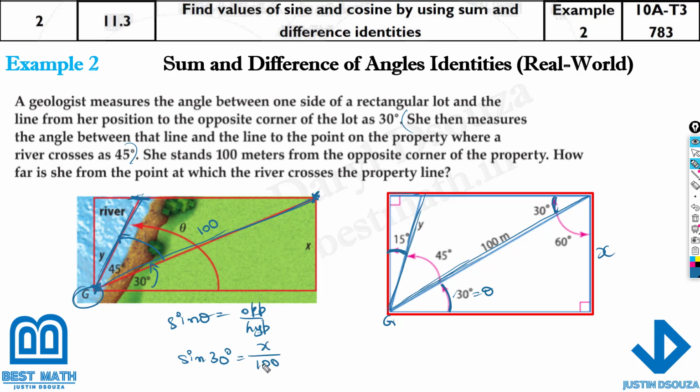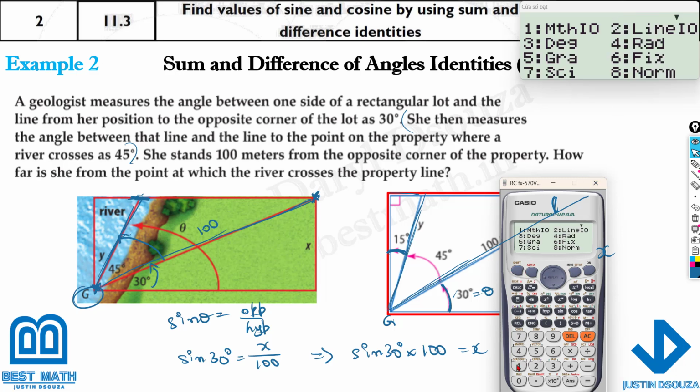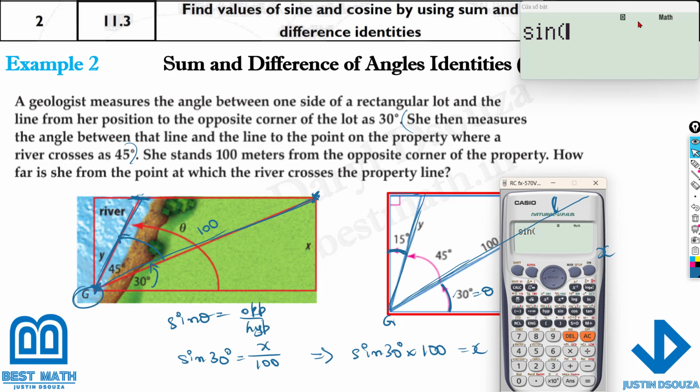Now we take the 100 to the other side, or just put this entirely in the calculator. So sine 30 degrees times 100 is equal to x. Just put this in the calculator and you'll get the answer. I'm using 30 degrees, isn't it? Can I use the radian mode here? No. I need to press shift mode 3. Now it's in degrees. Or just clear your calculator, and it'll be in degree mode by default.